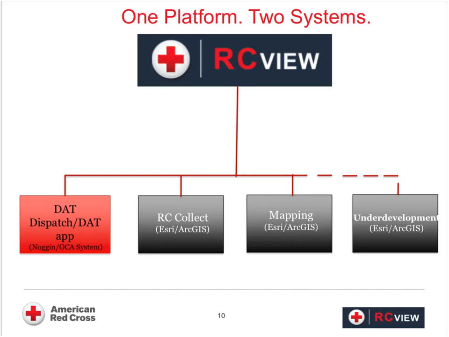RC View is the overarching platform in which two systems are housed. The first system is our Noggin system, which is where the DAT Dispatch application lives. The second system is our Esri system, which houses our RC Collect and mapping applications, as well as several other new applications that are currently under development. For the purposes of this project, we are going to be working in that DAT Dispatch application.